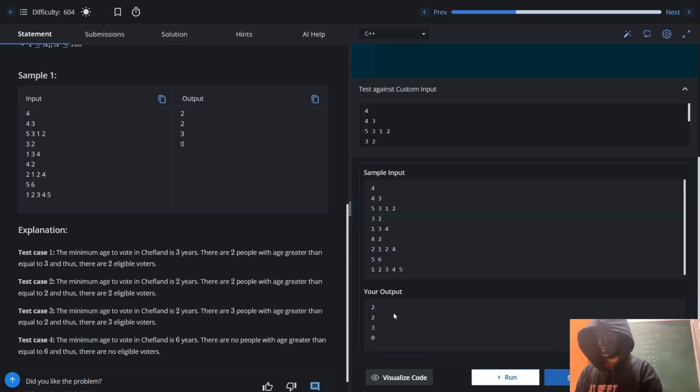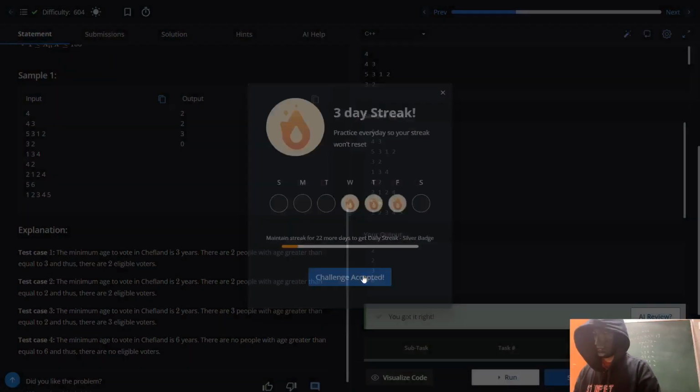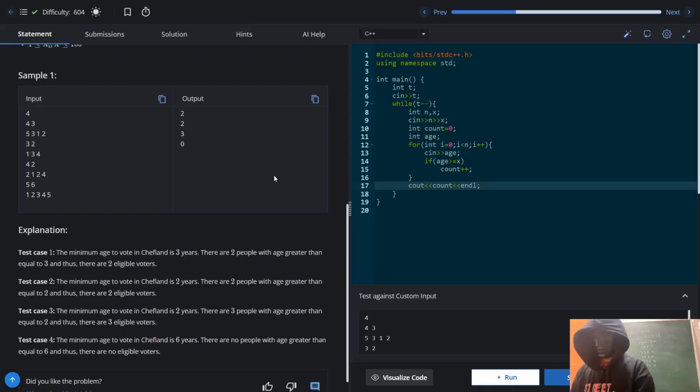So yeah, the sample output matches. Let's try to submit the code. Yeah, it got accepted. So I think you guys know how to solve this.